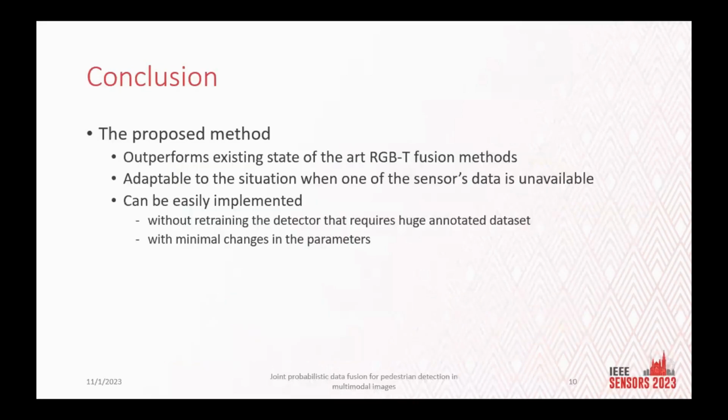So by considering all these results and methods, it seems that our method performs better than existing methods. It has the ability to deal with the situation when one of the sensor data is unavailable, and more importantly, it does not require retraining, because we know that normally deep neural networks or CNNs require a huge amount of training, which requires a huge annotated dataset, which is a separate problem. And this can be implemented easily by changing a few parameters from a very small annotated dataset.